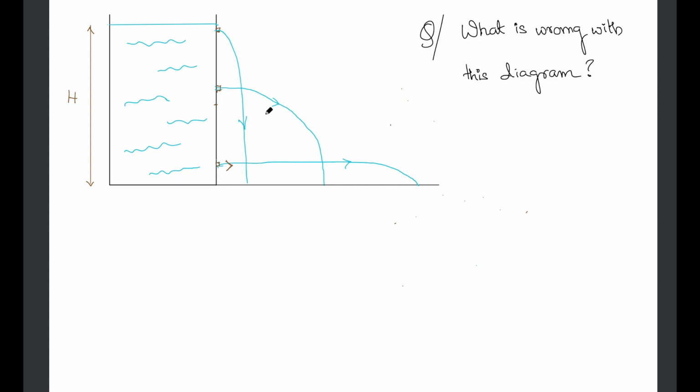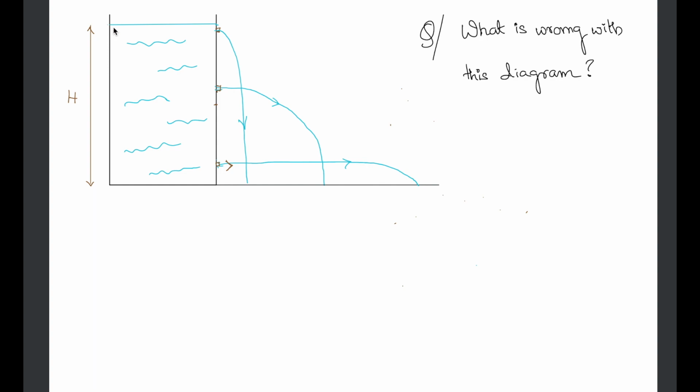Let's look at an interesting problem. So we have a beaker full of water with holes at different depths, and from those holes, water is being ejected out and it is hitting the ground at different distances. So the question asks, is something wrong with this diagram?